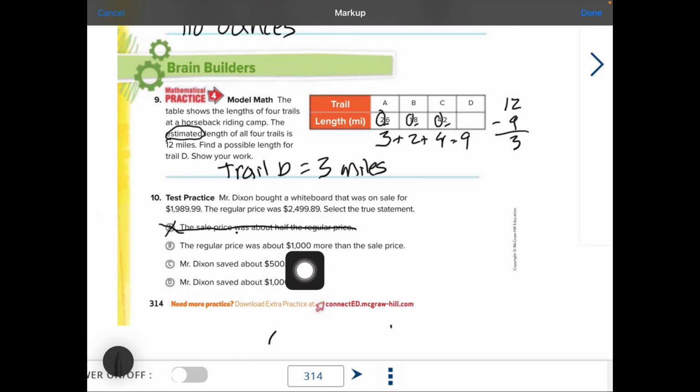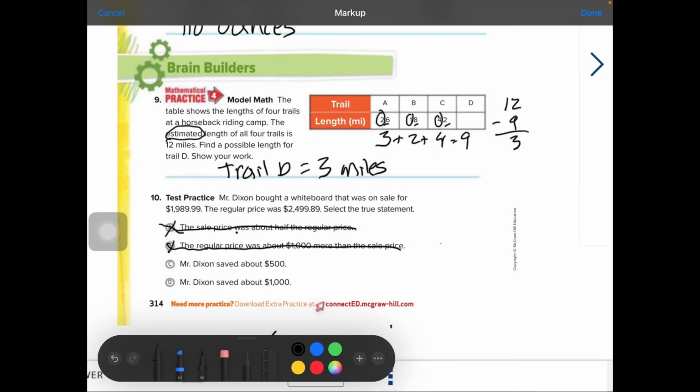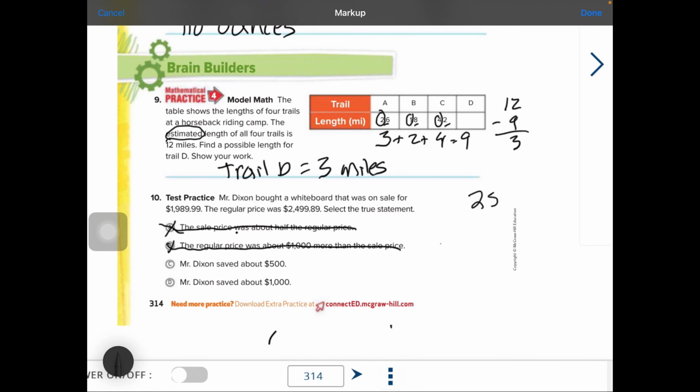No way. Okay, the regular price was $1,000 more than the sale price. Okay, so if the regular price was $1,000 more, that would be 2,900, and that's not quite correct either. That is not a true statement. The regular price was really close to 2,500. I'm kind of estimating this part right here and having that determine what it's going to do. So I'm going to estimate that part, and that's going to tell me what it's going to turn up to be about 2,000. So 2,500 minus 2,000 is about 500. Ooh, that is correct. He saved about $500.